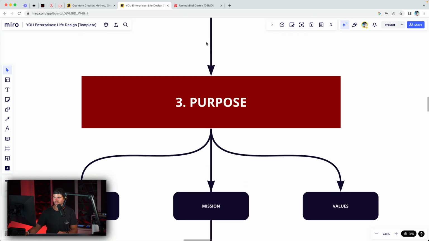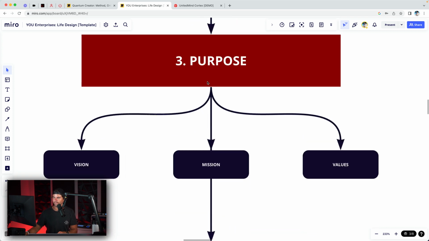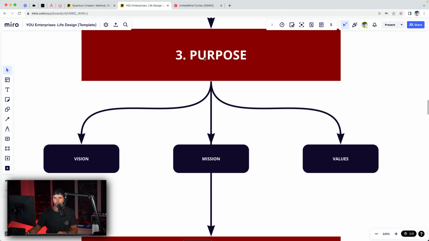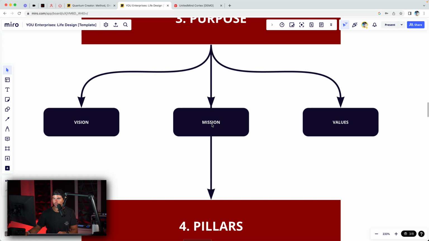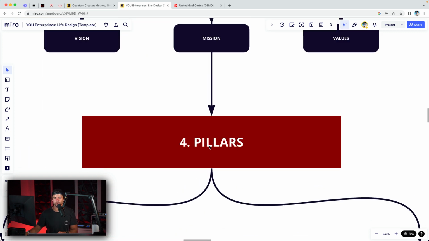So then, based on your alignment with universal truth and law, this is also going to determine what you think your purpose is and what vision you craft out for your life, what mission you decide to devote yourself to, and what values you live your life by. This is your internal encoding system. And then this is going to determine how you design your life pillars.